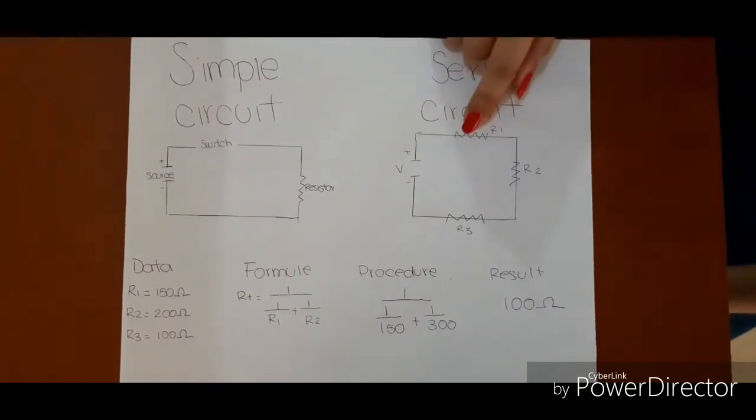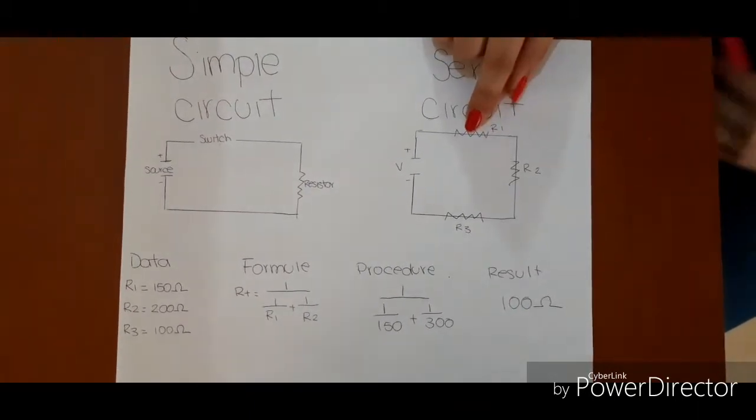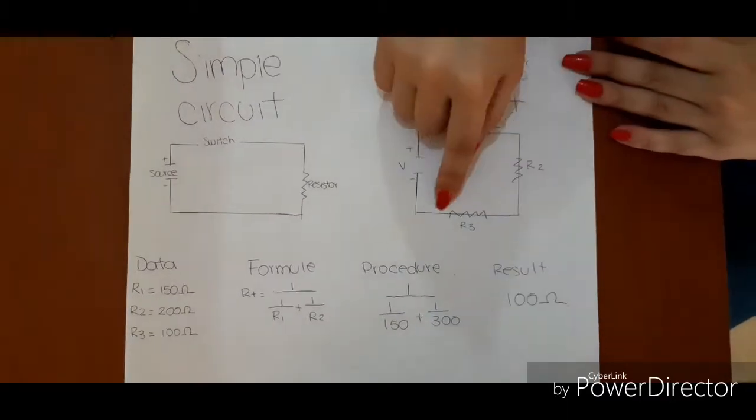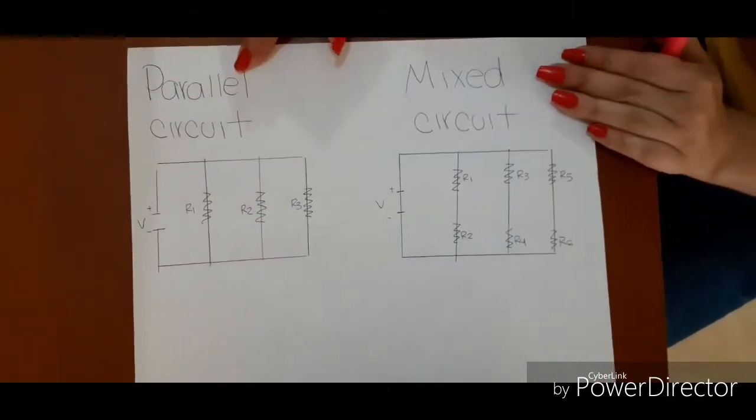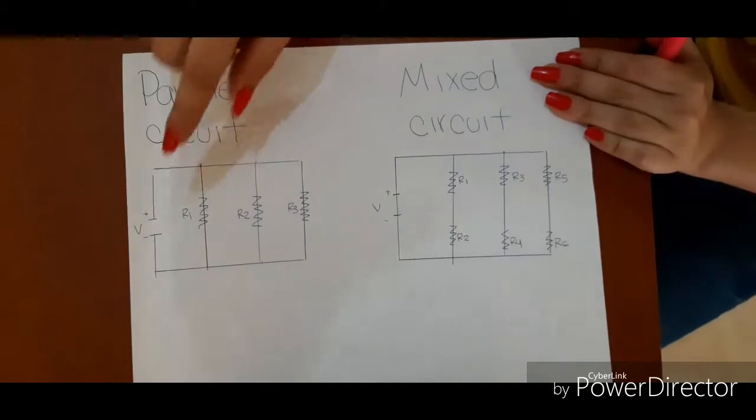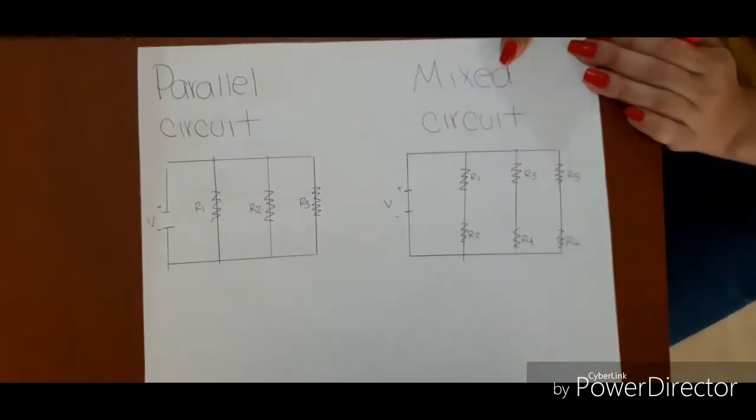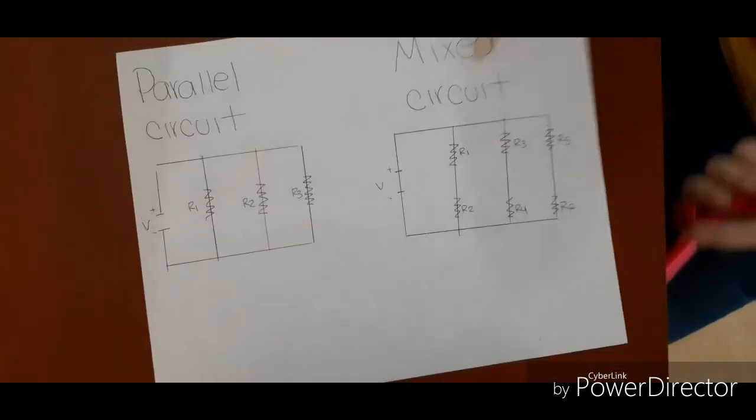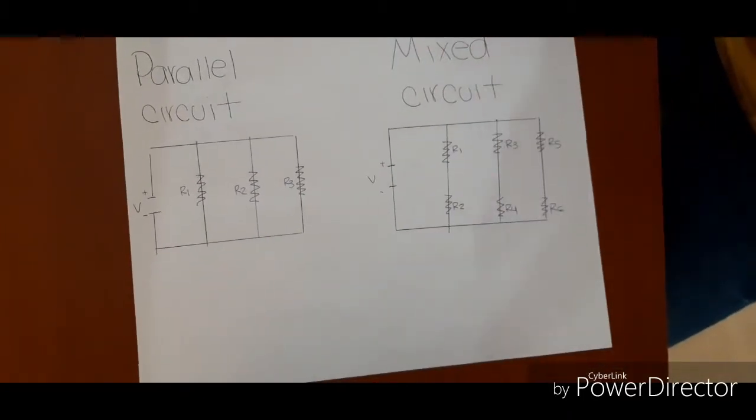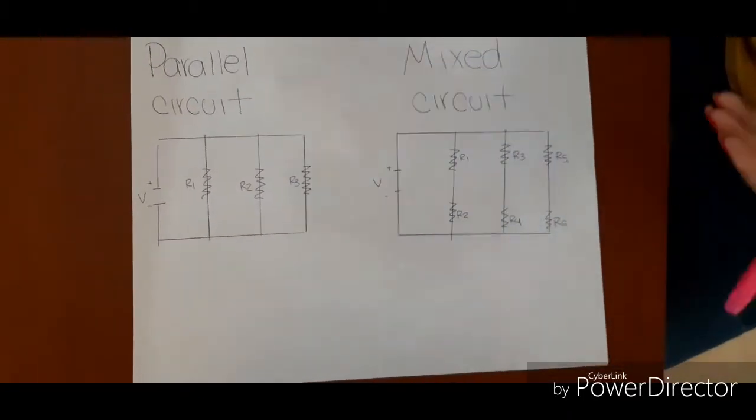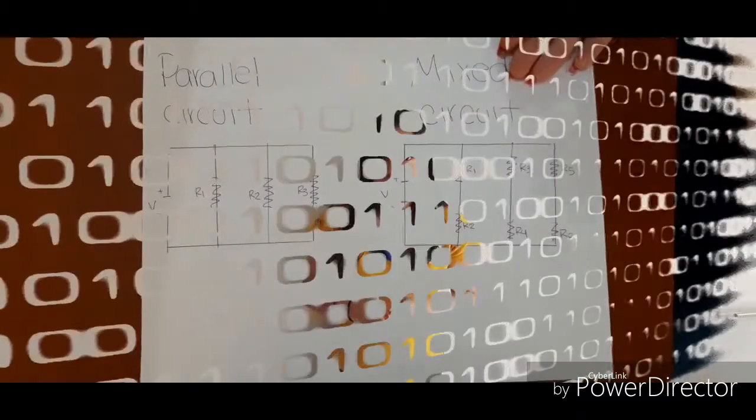The second circuit is the series circuit, where the resistors are attached one to another, as we can see. Another type of circuit is the parallel, where the resistors are attached to the source. And the last circuit is the mixed circuit, which is composed of the parallel and the series circuit.